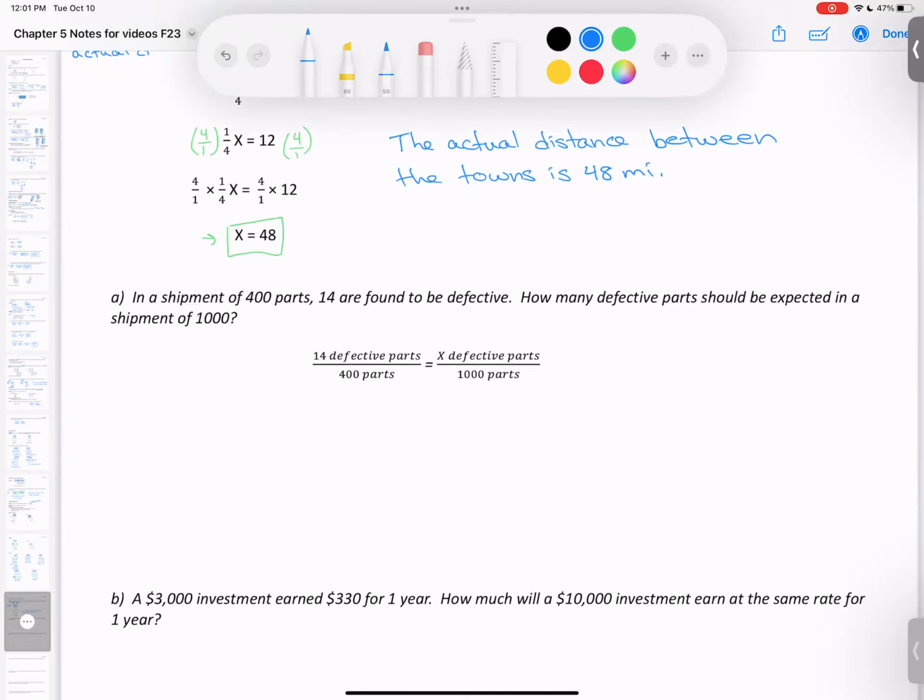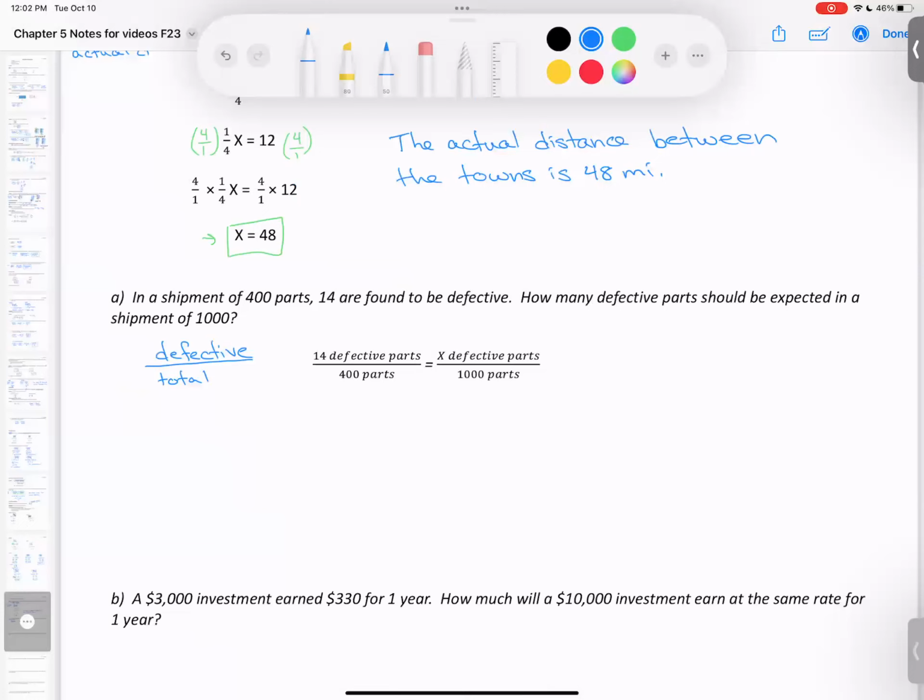In a shipment of 400 parts, 14 are found to be defective. We want to know how many defective parts should be expected if we now have a larger shipment of 1,000. Again, we want to make sure we're consistent. In this case, it's been set up for you. They've put the defective parts on the top in the numerator over the total parts on the bottom. So just remember that both of your fractions are defective over total.